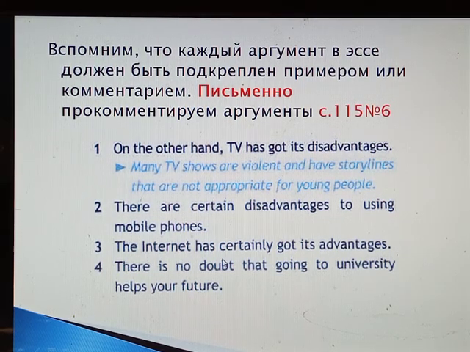The internet has certainly got its advantages. There is no doubt, без сомнений, that going to university helps your future. Stop the video and in your copybook you are writing supporting sentences. Итак, поставив видео на паузу, вы расширяете эти точки зрения.